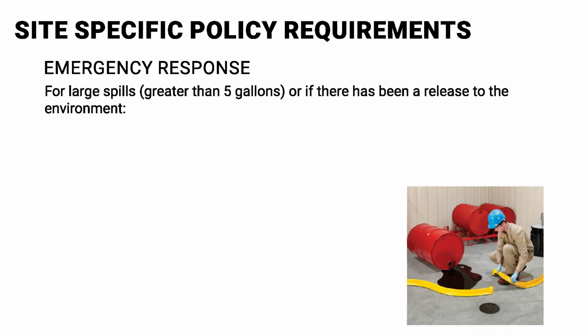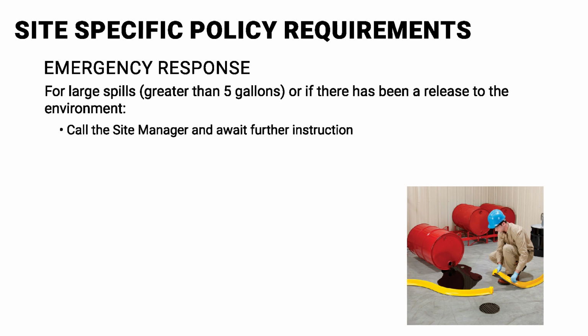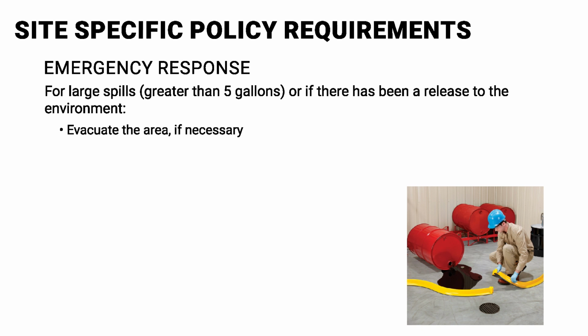For large spills greater than 5 gallons, or if there has been a release to the environment, safely contain the spill. Protect floor drains or other means for environmental release. Spill rocks, drain covers, sandbags, wattles, and absorbents may be placed around drains as needed. Call the site manager and await further instruction. If a volatile, flammable material is spilled, immediately warn everyone, control sources of ignition, and ventilate the area. Call 911 and/or contact local hazmat. Evacuate the area if necessary.